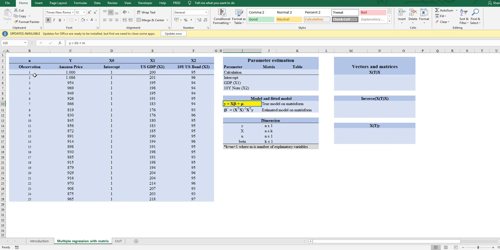So the dimension of the X is n times k, where k is the number of explanatory variables, 2 plus 1, so 25 times 3, and we multiply this with a vector 3 times 1, which is a vector of parameters for the intercept, that is just the constant, so the parameter is equal to the intercept, and then there are the parameters in front of the GDP and in front of the US bond.